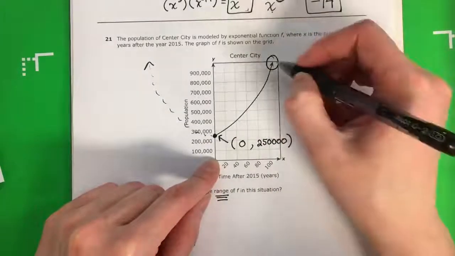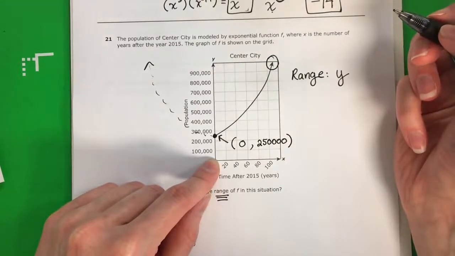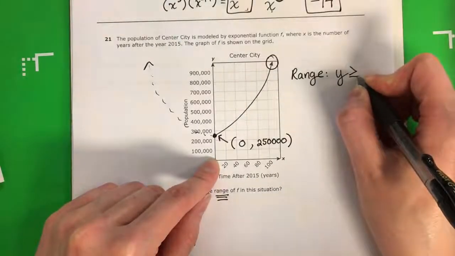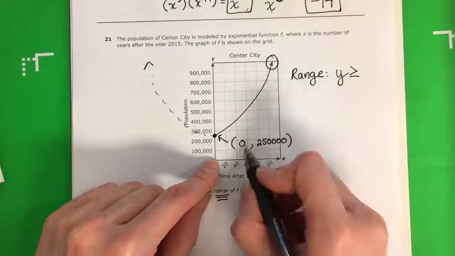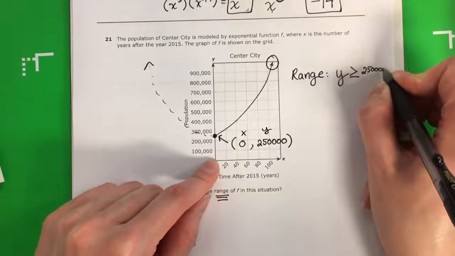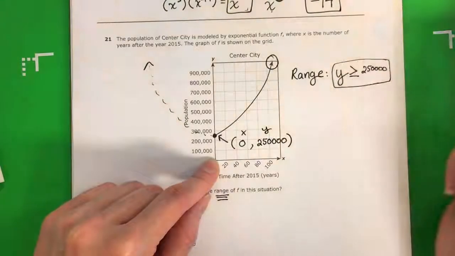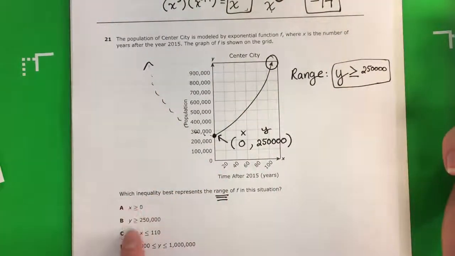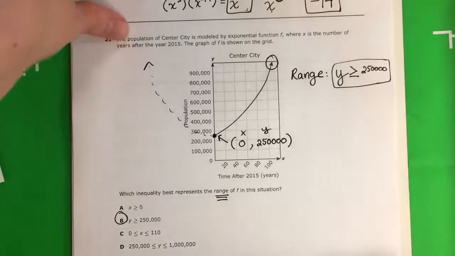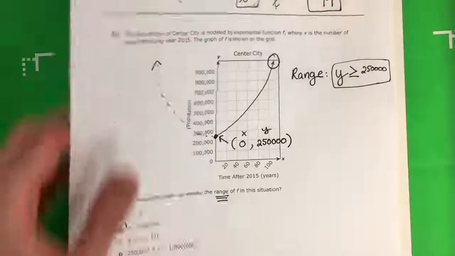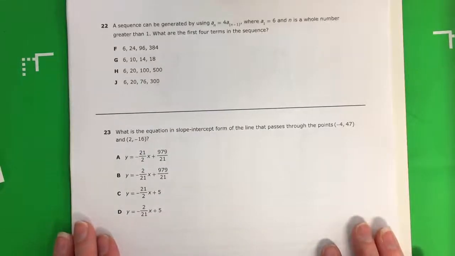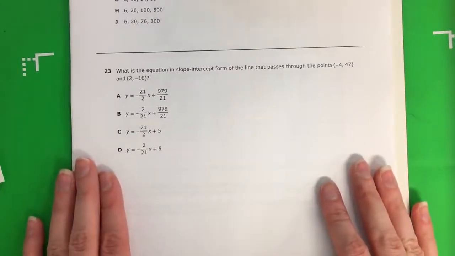Now, if you look at the arrows are going up. Up means bigger or more. More is greater than with a line. And now we need the number for y. The number for y is 250,000. So this one's the answer. So it looks like that would be B. Y is greater than or equal to 250,000. I'm going to skip number 22. Let's go to number 23.